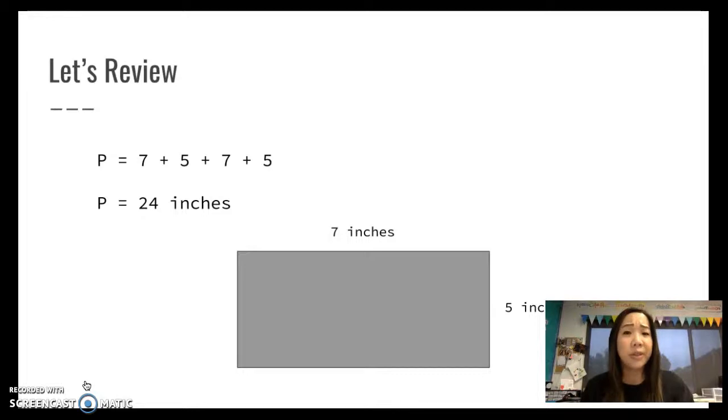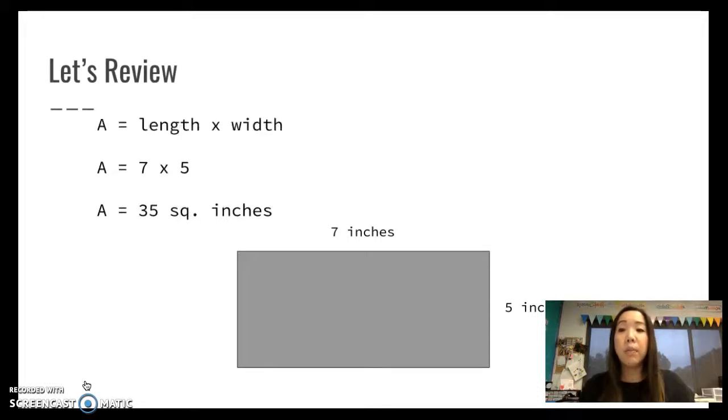Remember, there's a couple different strategies for us to do that. I can do 7 times 2 and get 14, and then I can multiply 5 times 2 and get 10 and add up those partial products. So there are a couple different ways to find the perimeter that may be a little bit more efficient than adding up all the sides. You can look back at our last video for that.